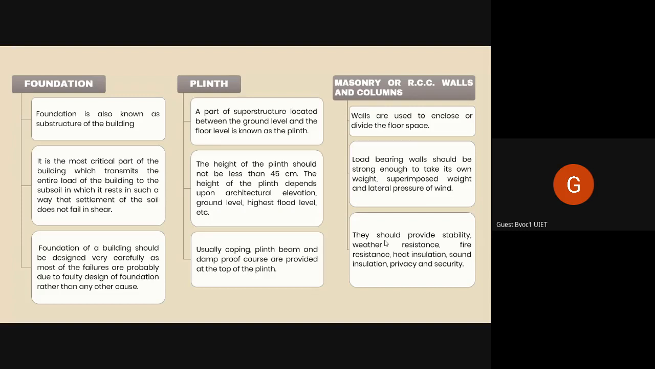So the whole foundation should rest on the ground in such a way that because of that settlement, the building doesn't tilt or incline or fall over. A very good example of this is the Tower of Pisa. Do you know? Have you heard of it?